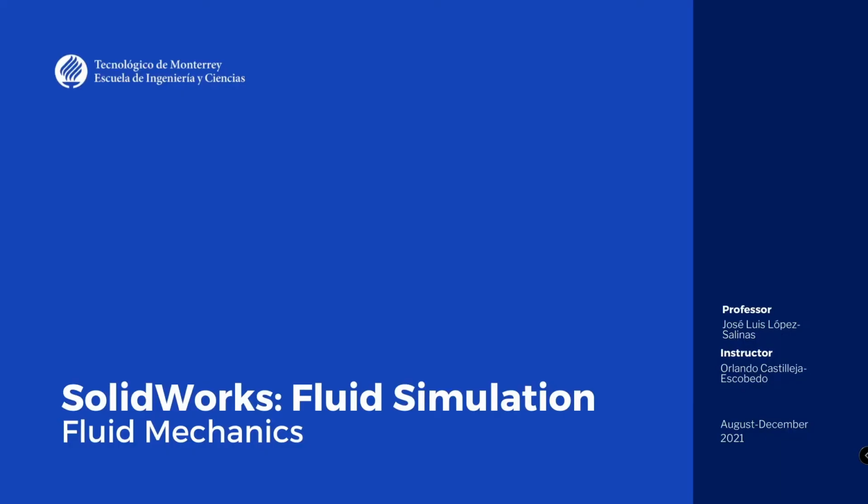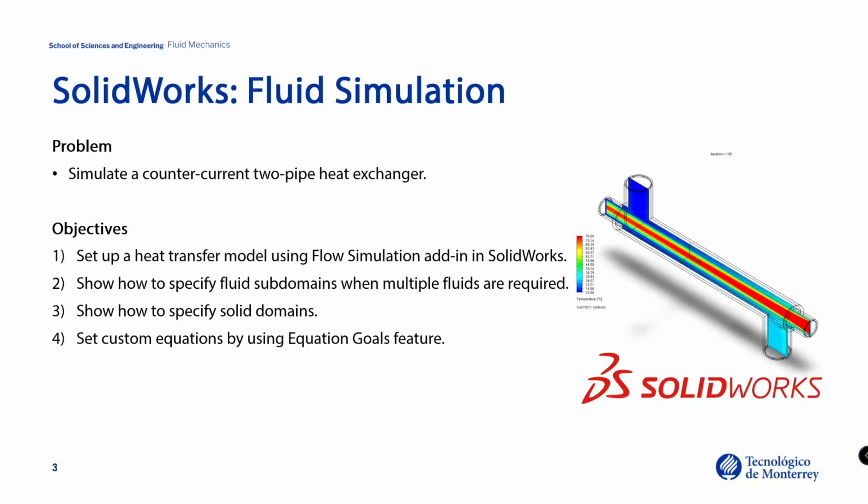In this one, we want to model a countercurrent double pipe heat exchanger. The objectives we want to achieve with this tutorial are as follows. Firstly, we want to set up a heat transfer model using the Flow Simulation add-in in SolidWorks. Later, we want to show you how you can specify fluid subdomains when multiple fluids are required. Then we want to show you how to specify solid domains, and finally we want to set custom equations by using the equation goals feature in SolidWorks.